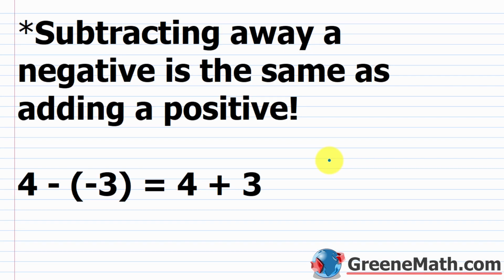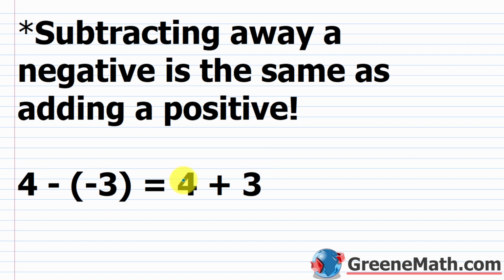All right, now let's talk about something that gives students a lot of trouble in this section, and that is subtracting away a negative is the same as adding a positive. So you might see something like 4 minus a -3, and we say that's equal to 4 plus 3. So minus a negative is plus a positive. I'll give you a little bit of an explanation in a moment. For right now, let's just use the procedure that we talked about earlier.